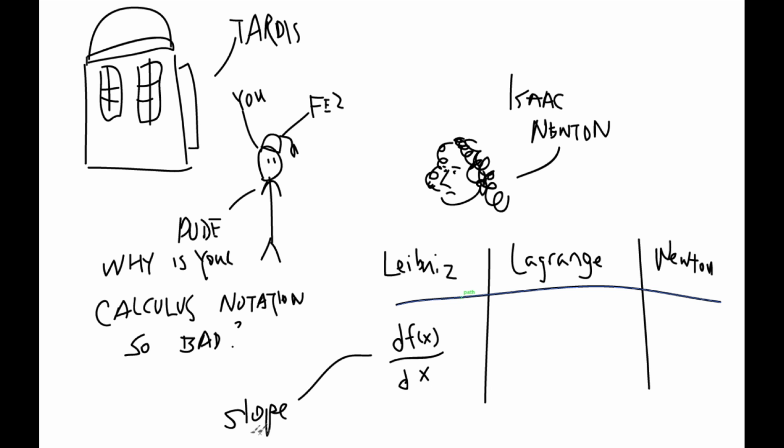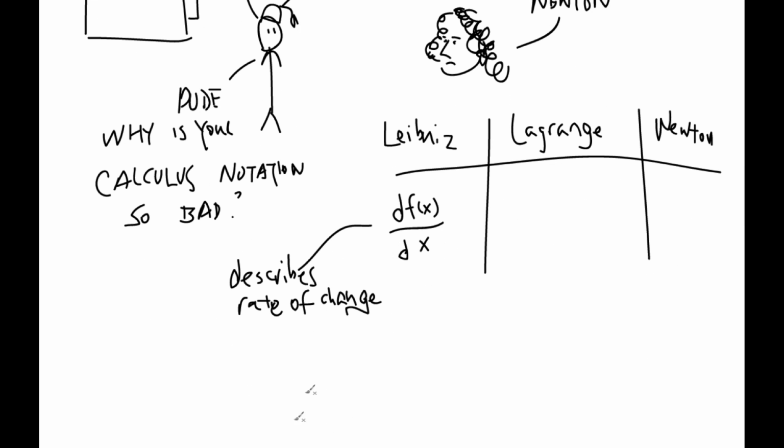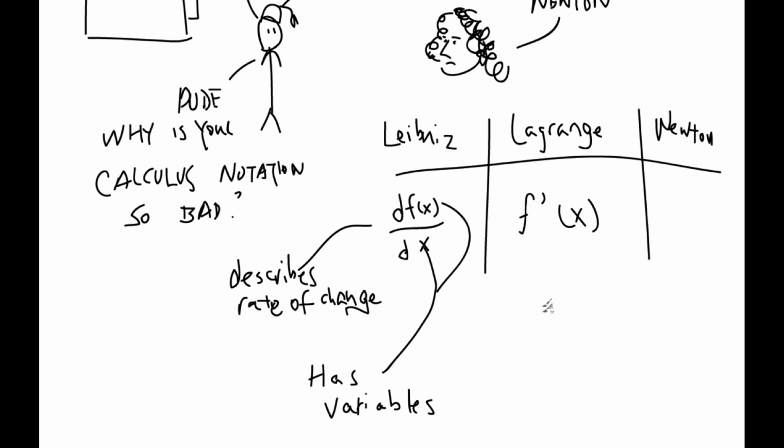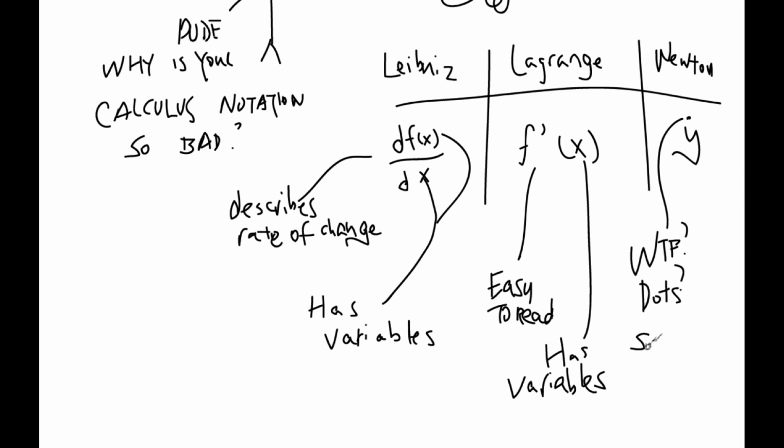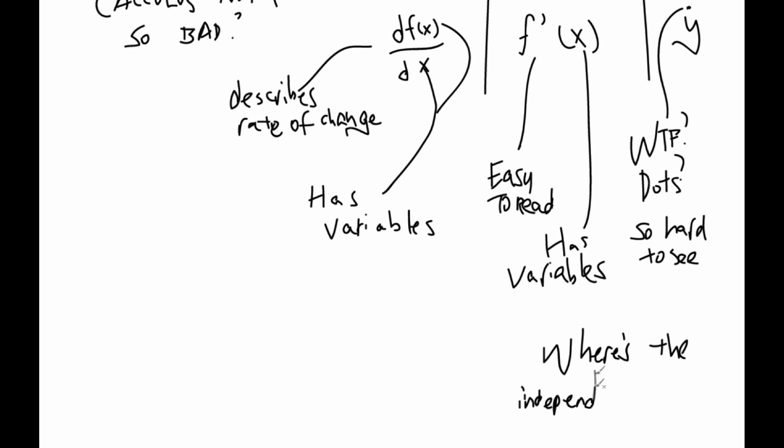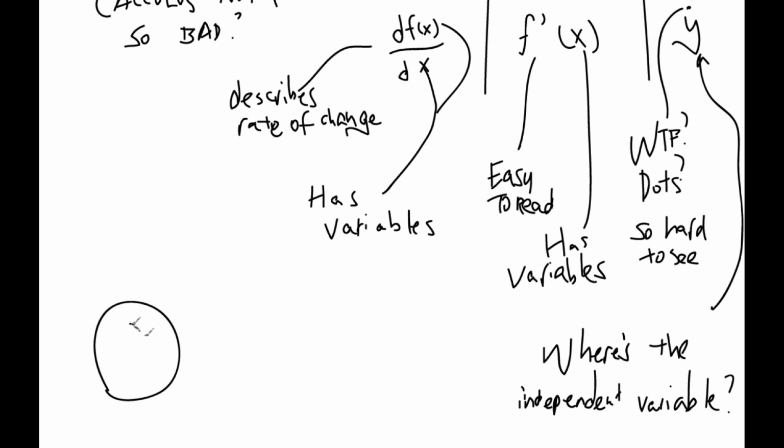You can see that it's the relationship of the rate of change. You can tell what the independent variable is. That's x. Same for Lagrange's. Plus, it's easier to read. Yours is like y dots. It's so hard to see, and you can't even tell what the independent variable is. All you see is that y. It's like, where's the x?